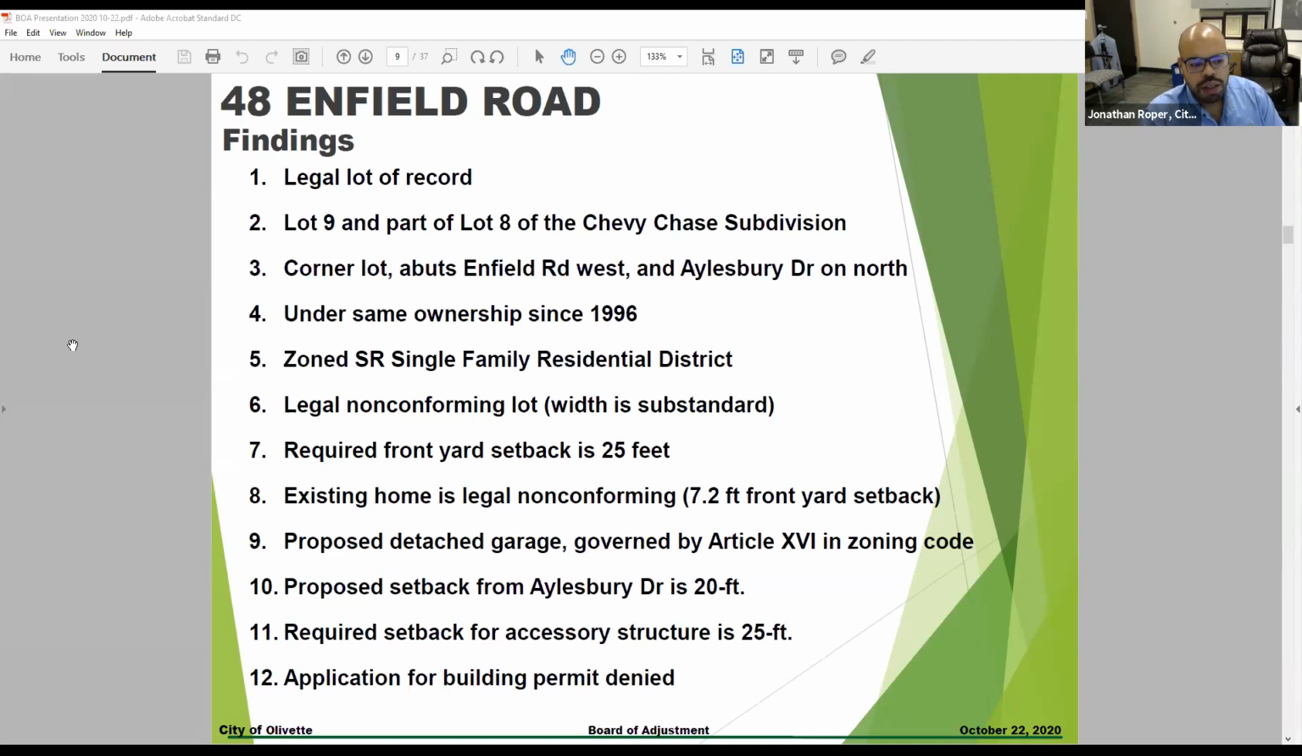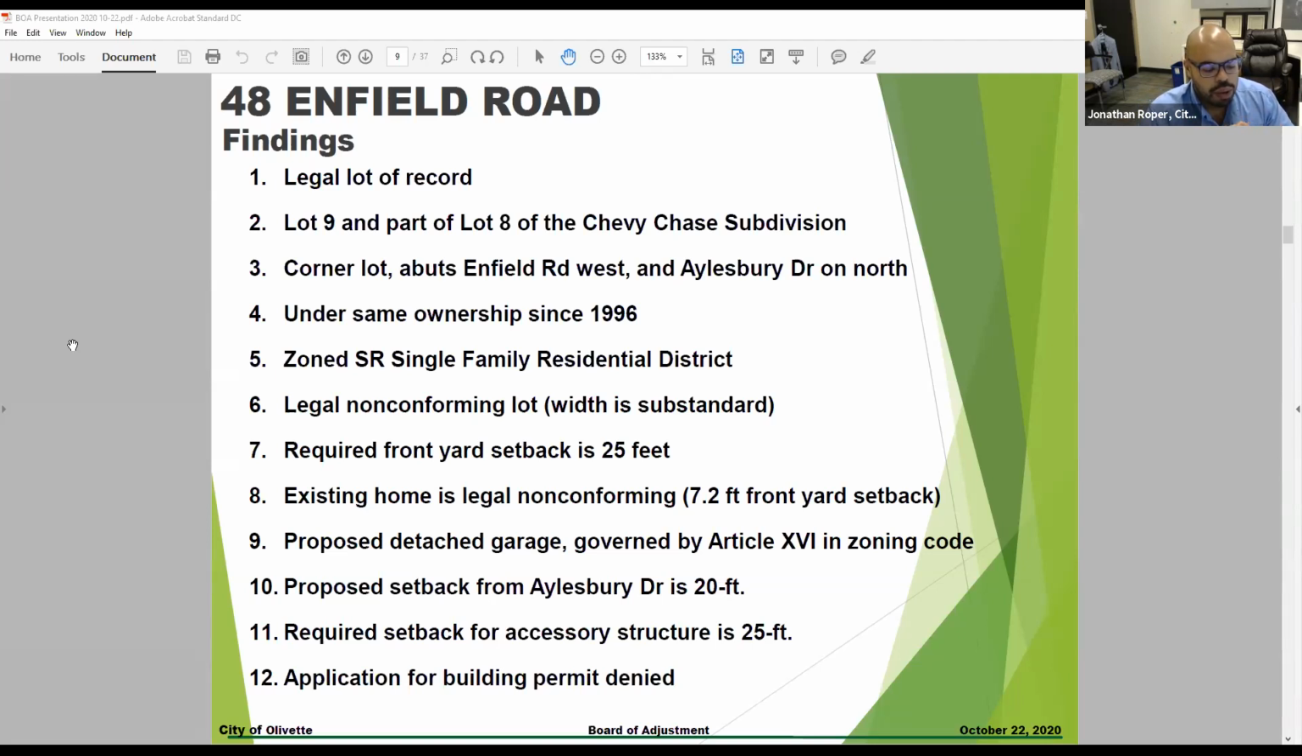From St. Louis County records, we find that it's been under the same ownership since 1996. It's zoned SR, single family residential zoning district. It's a legal non-conforming lot because of the width. How staff measures the lot width is along the front building line along Ingle. You measure along the 50-foot building line from property line to property line, and it did not meet the 100-foot width. So it's considered a legal non-conforming lot, which you could still build on, of course. It just takes you through a different process sometimes.